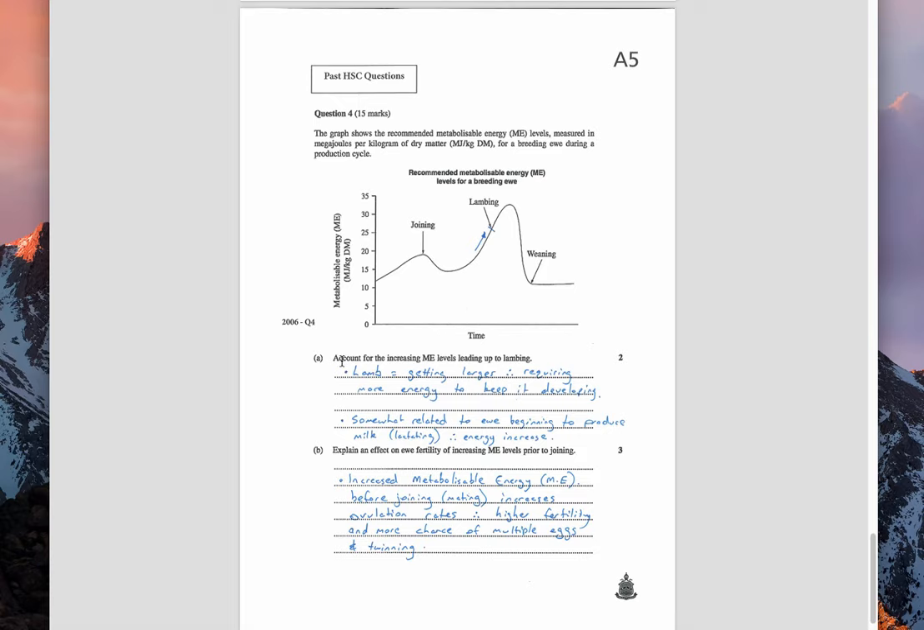The question is, first one, account for the increasing metabolizable energy levels leading up to lambing. So at this point, down here we have joining. When the animal's mating, when conception happens, there's only a couple of cells growing in the growing embryo, so not a lot of extra energy is needed. But as the fetus, the lamb starts to grow in size before birth, it's becoming bigger and heavier, and that's what I've written here. The lamb is getting larger, requiring more energy to keep it developing, leading up to birth.